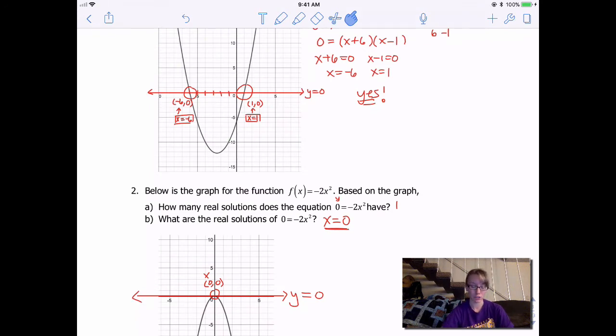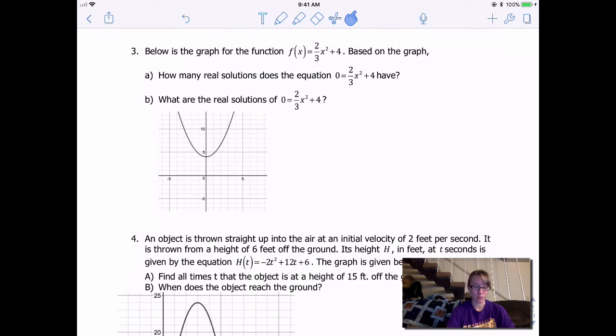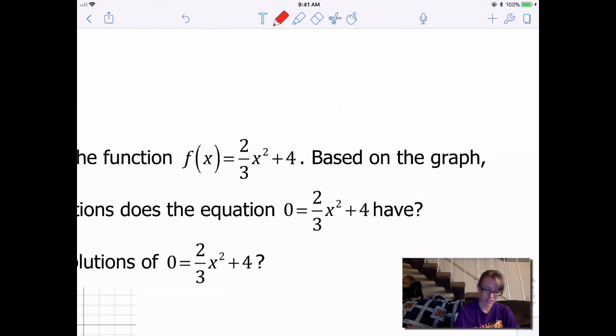There's one more situation. So below is the graph for f of x, or y equals 2/3 x squared plus 4. Based on the graph, how many real solutions does it have? In other words, how many times does my parabola cross the line y equals 0? That's because this number is 0. If that number was a 1, we would draw our line elsewhere, but it's y equals 0.